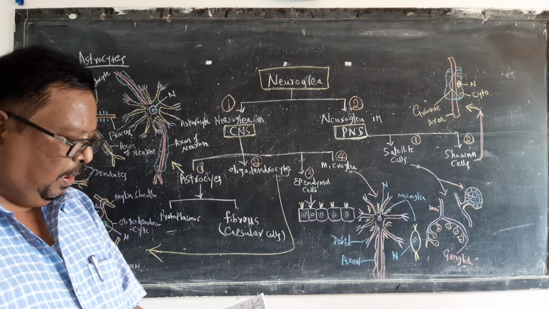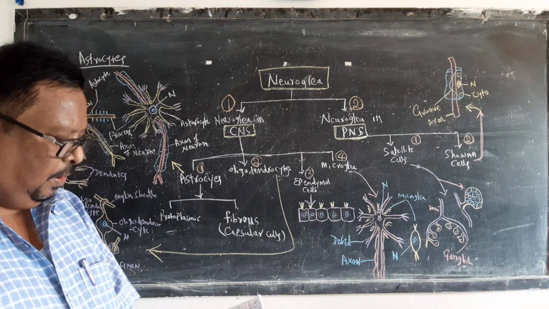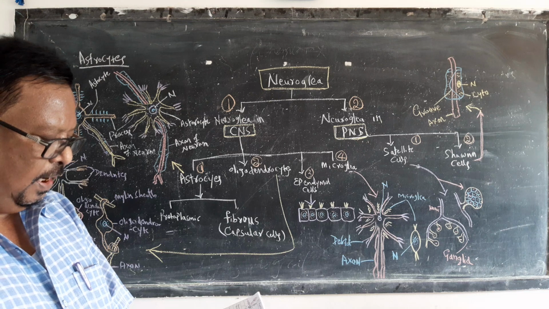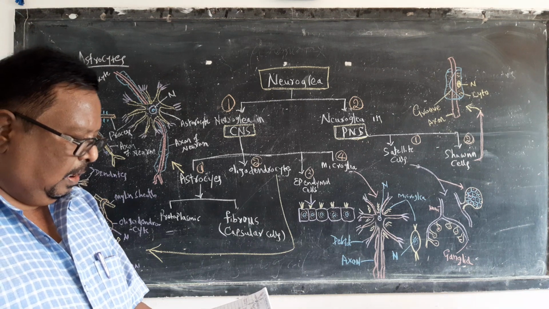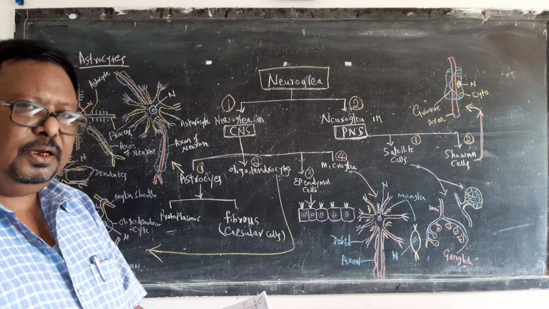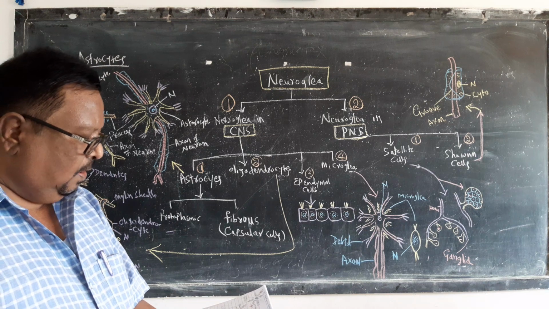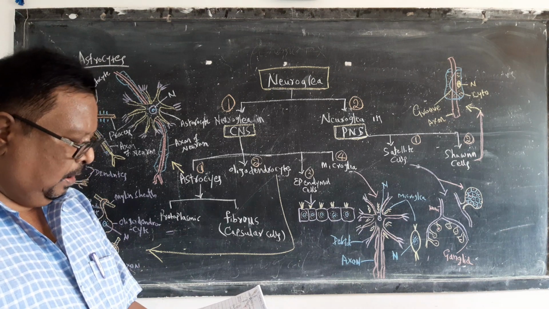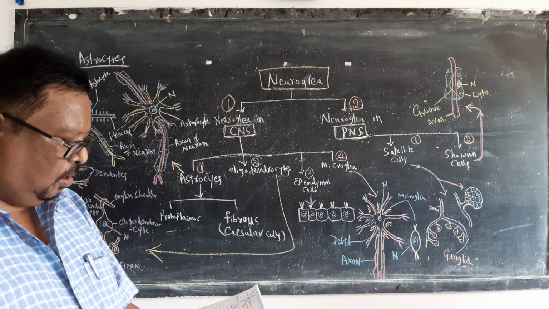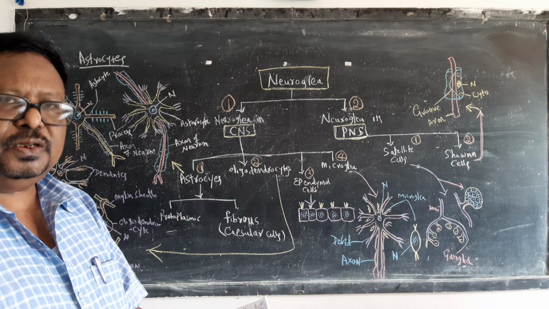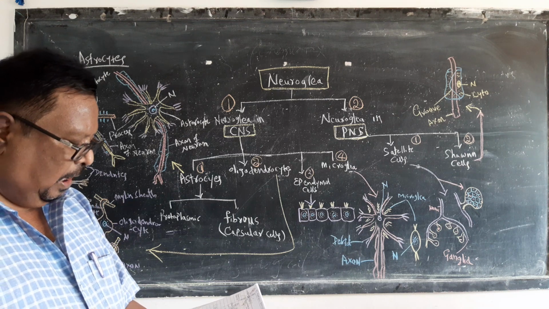They also play an important role in the exchange between capillaries and neurons. The capillaries and the neurons are connected by these astrocytes. The processes of astrocytes help in cleaning of neurons and capillaries.